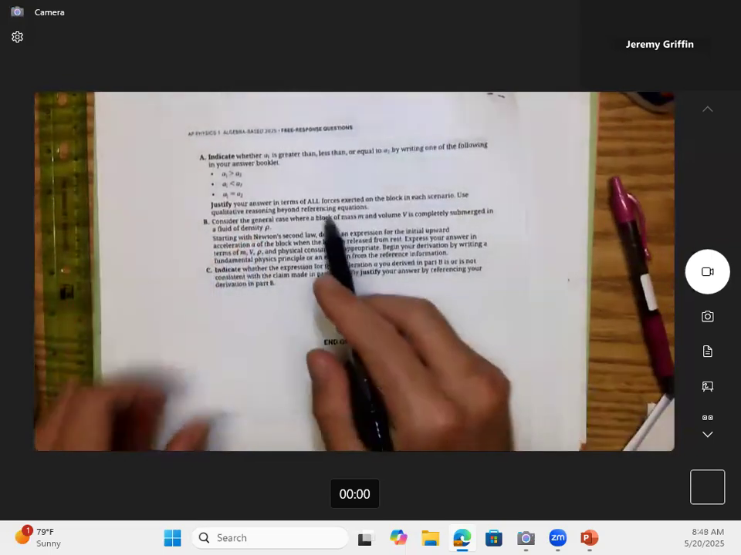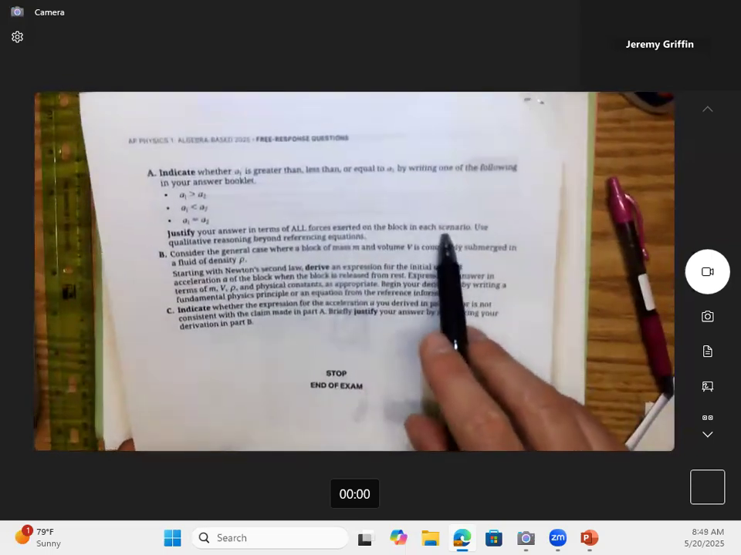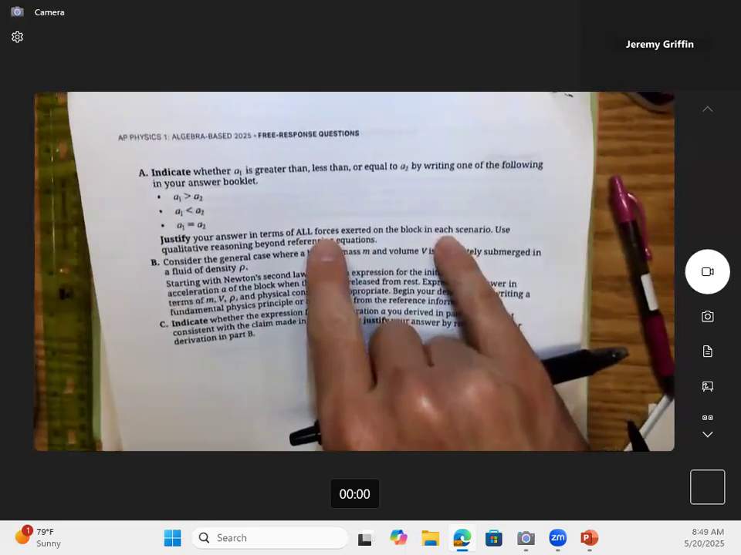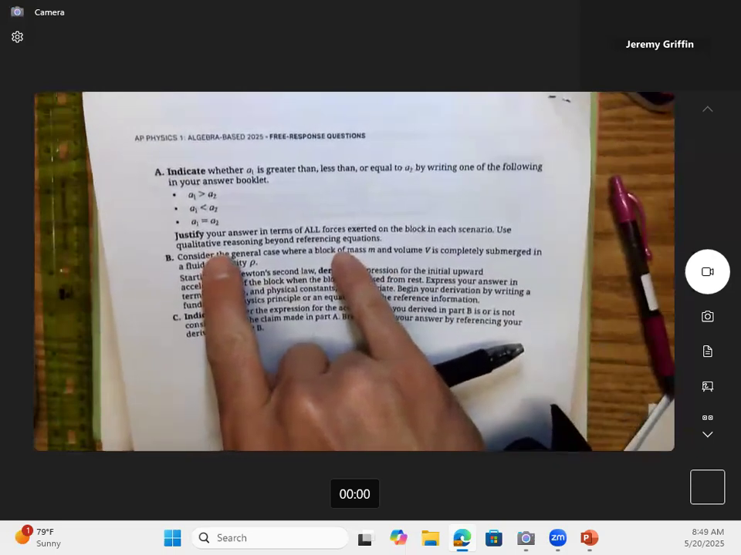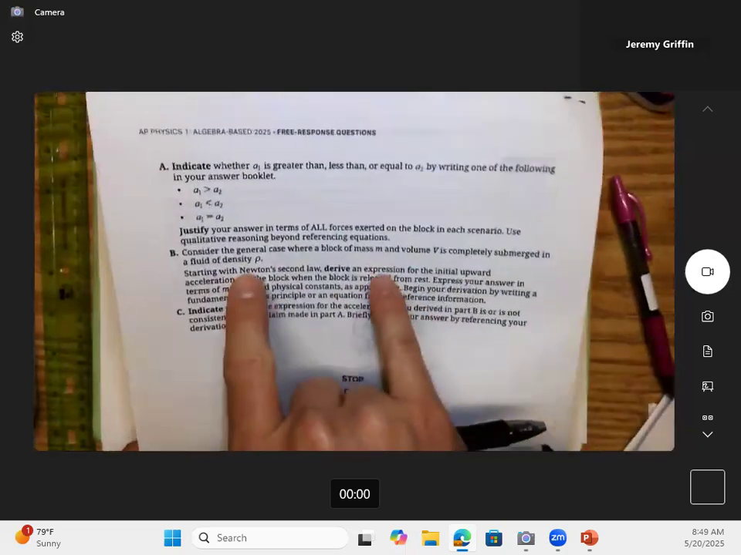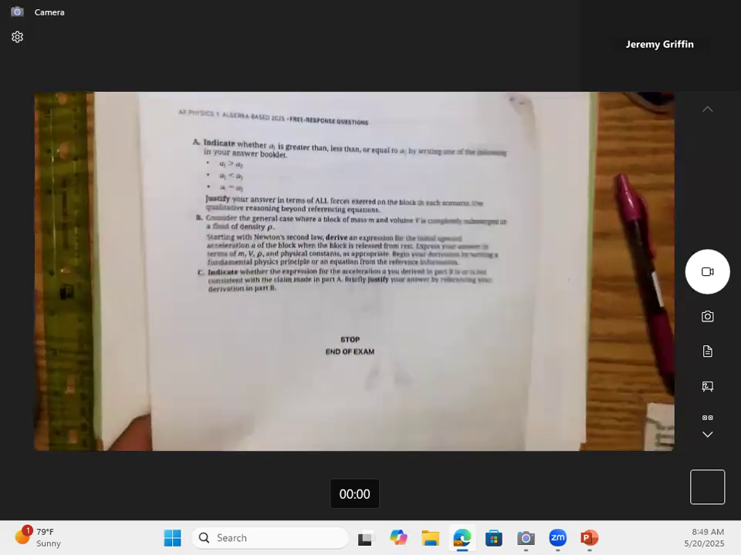Right, so justify your answer in terms of all forces exerted on the block. Well, really, there's only two that matter because we're going to ignore drag force. Right? So the buoyant force and the weight. Use qualitative reasoning beyond referencing equations. Okay, so they're looking for maybe like a couple of sentences. Right. Okay, and then there's a part B and part C.